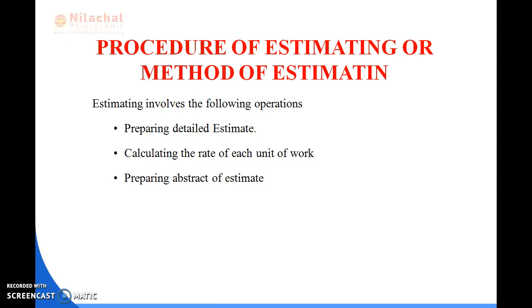The first one is the detail of measurement and calculation of quantities. The complete work is divided into various items of work such as earthwork, concreting, brickwork, RCC, meaning reinforced cement concrete, plastering, etc. The details of measurement are taken from the drawing and entered in the respective columns of the prescribed proforma. The quantities are calculated by multiplying the values in the numbers column to the depth column as shown.